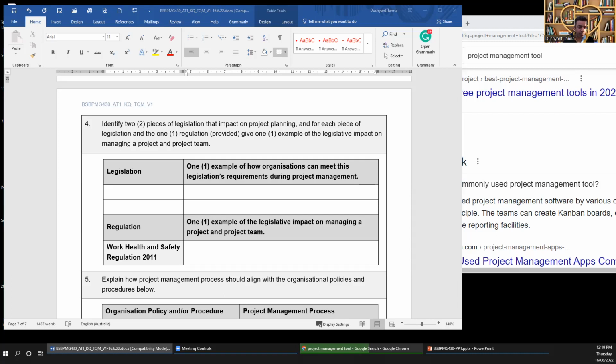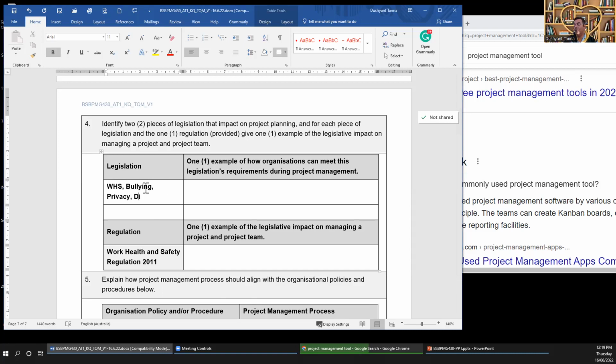So we can always talk about some common legislation. For example, work health and safety, or we can talk about bullying, or we can talk about the Privacy Act. Right? Discrimination. A lot of it.